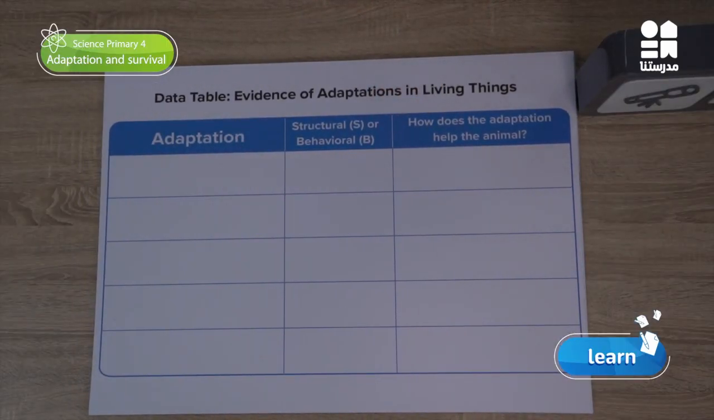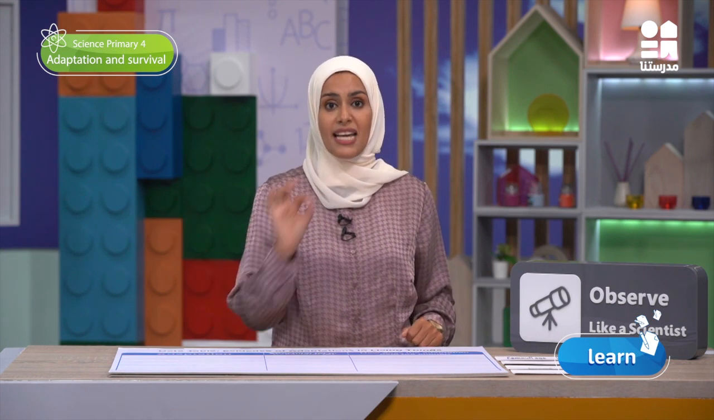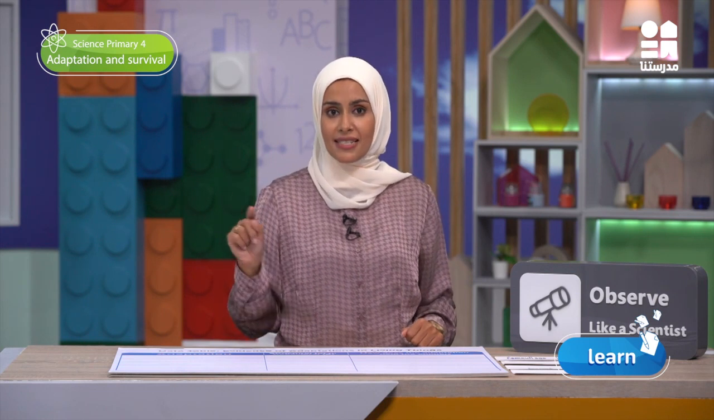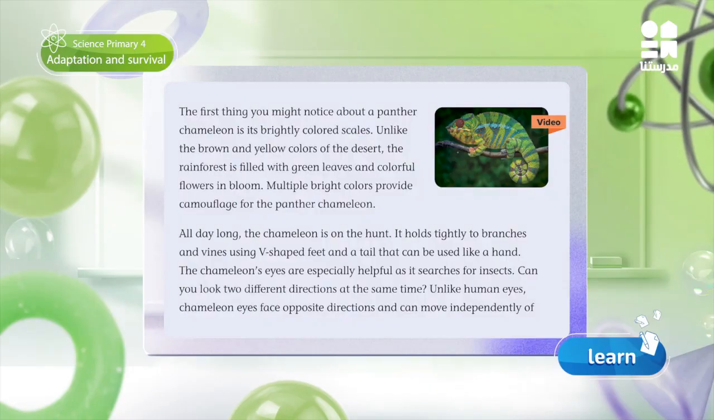The first thing you might notice about a panther chameleon is its brightly colored scales. You are going to underline the phrase its brightly colored scales and write the letter S as evidence of structural adaptation. Are you ready to start? Let's start.